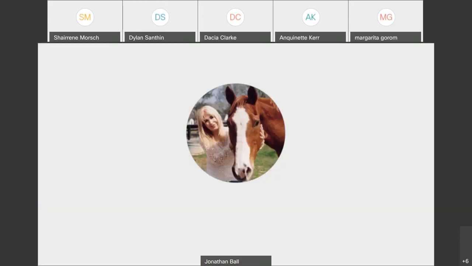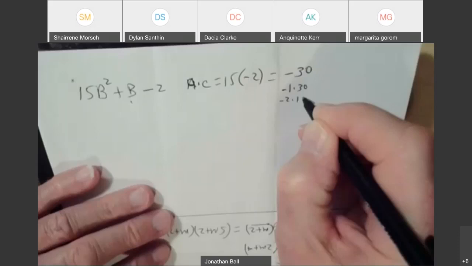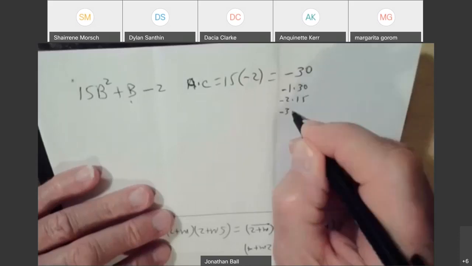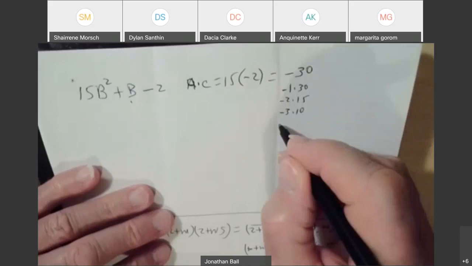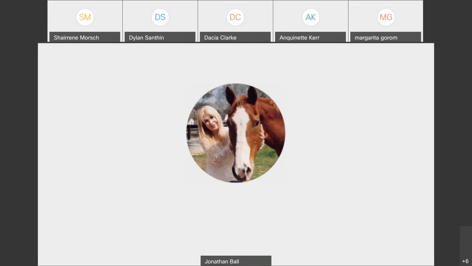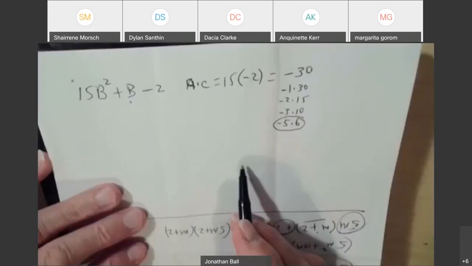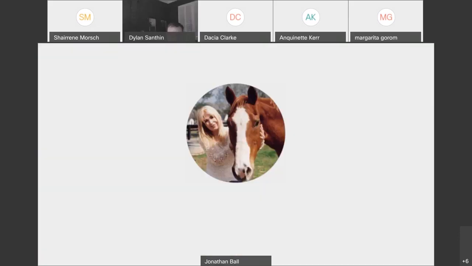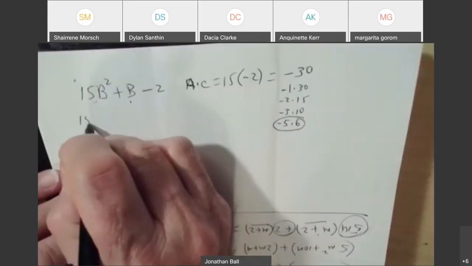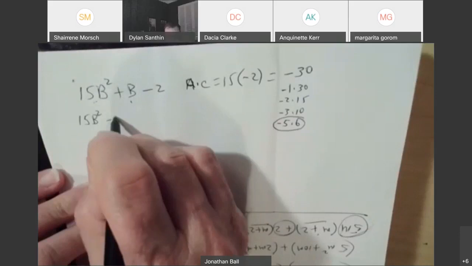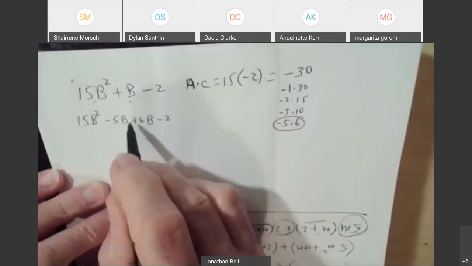We have negative 1 times 30, negative 2 times 15, negative 3 times 10, negative 5 times 6. There it is there, huh? Okay, which one do we want to put next to the 15? Really, you can do either one of them because 6 is also, take 3 out of that, but let's take the 5. So we have 15b squared minus 5b plus 6b minus 2.